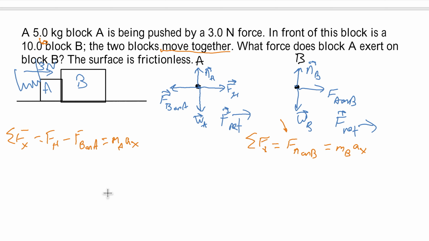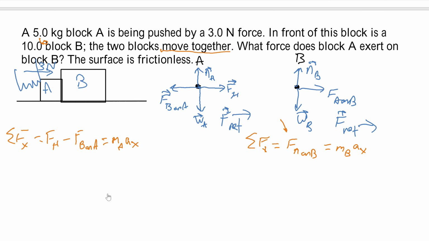Okay. So that's pretty good. So there's actually 3 things here that I don't know. I don't know the acceleration. I don't know FB on A. And I don't know FA on B, right? Right. Okay. But I do know something.